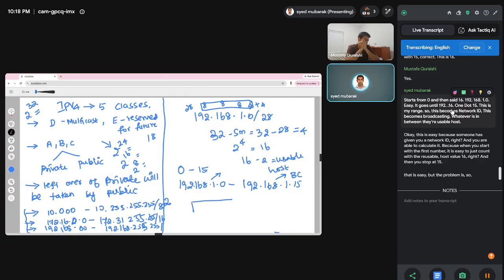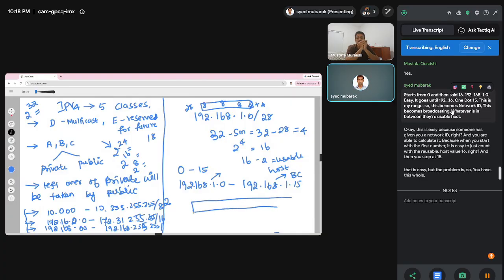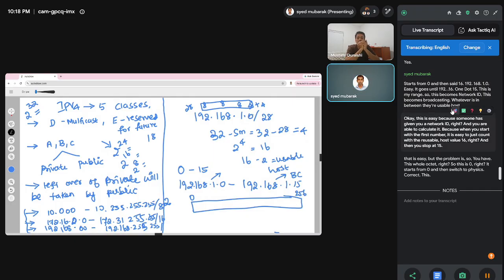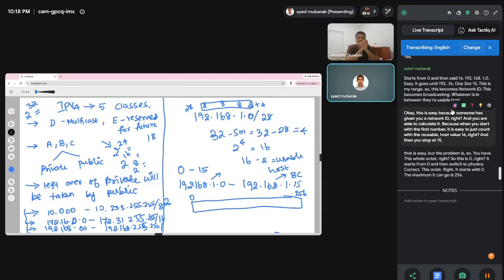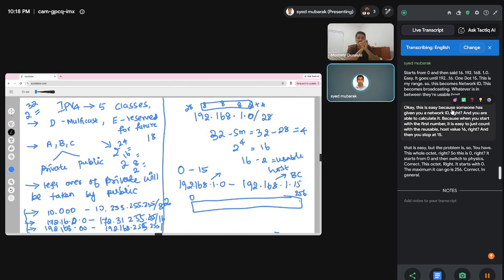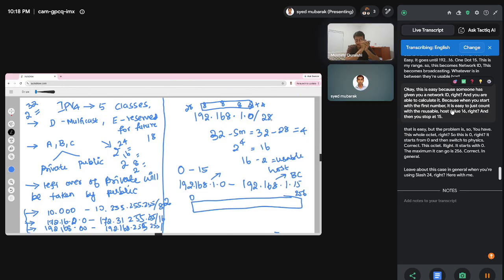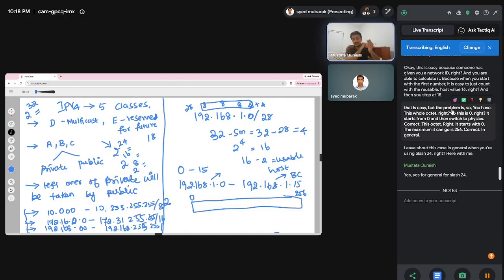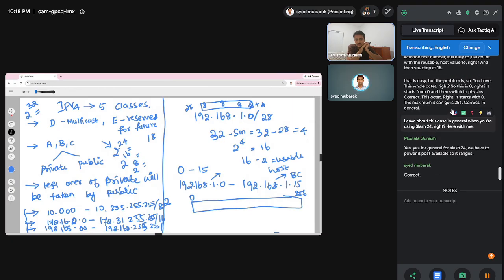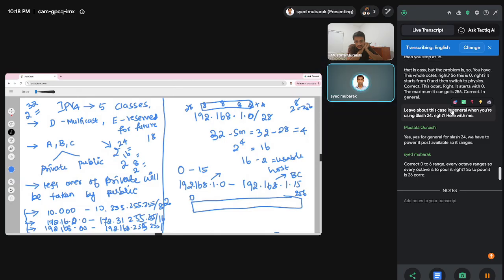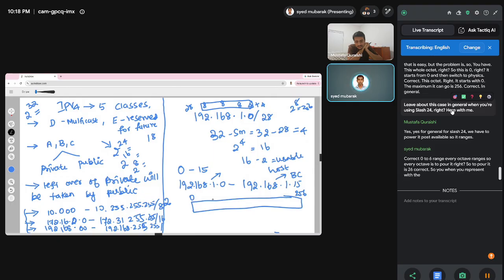you have this whole octet. It starts from 0 and the maximum it can go is 256. In general, when you're using /24, we have 2 to the power 8 hosts available, so it ranges from 0 to 256. Every octet is 2 to the power 8, and 2 to the power 8 is 256. So when you represent it with the actual number, it starts from 0 and goes to 256.